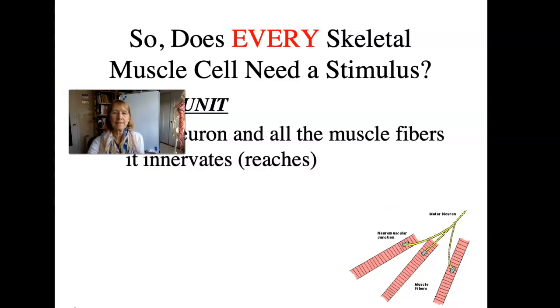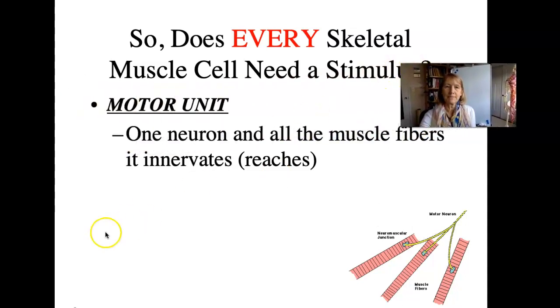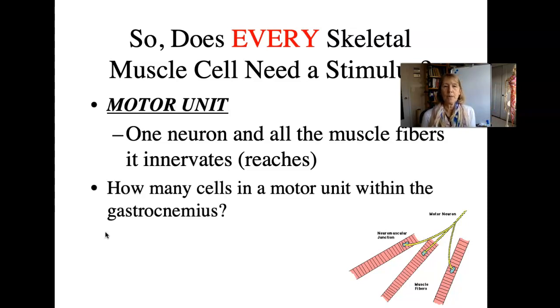So in order to really understand all this, we need to think about motor units. What does it mean to be a motor unit? So be sure to get this down. One neuron, okay, and all the muscle fibers that it can reach, that it innervates by branching, right? That is one motor unit. So how many cells in a motor unit within something like the gastrocnemius? Big muscle. And then we'd want to think of how many in the eye, for example.